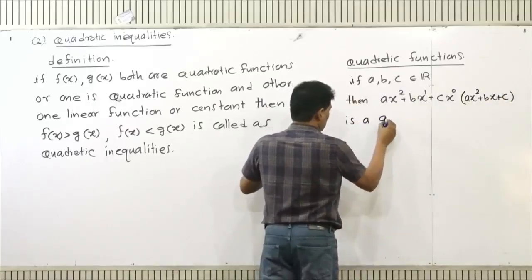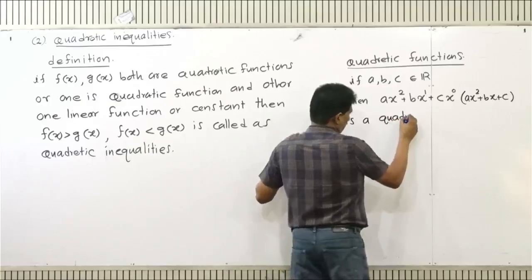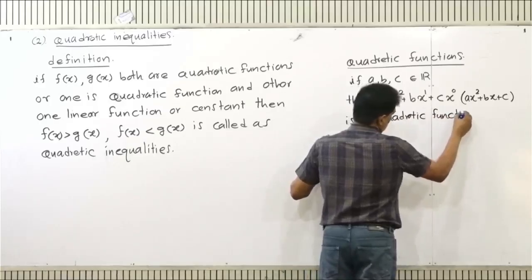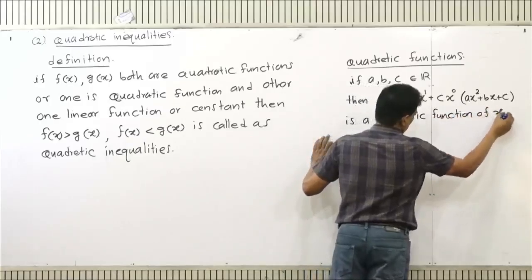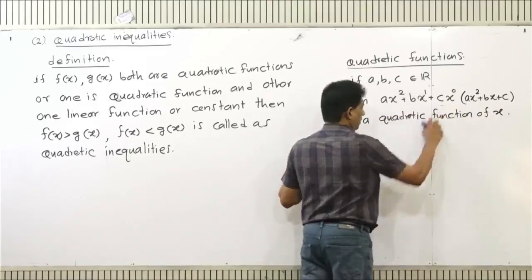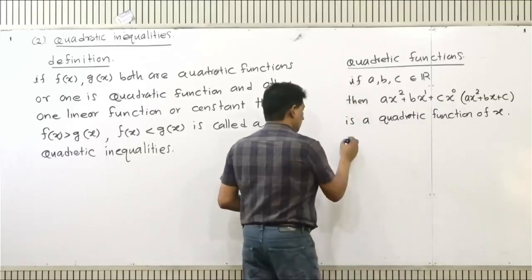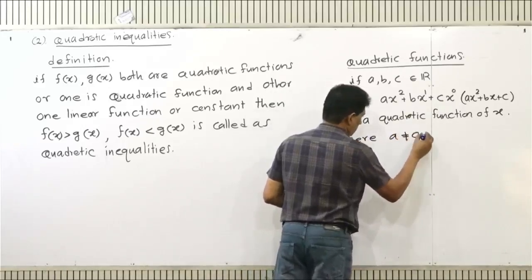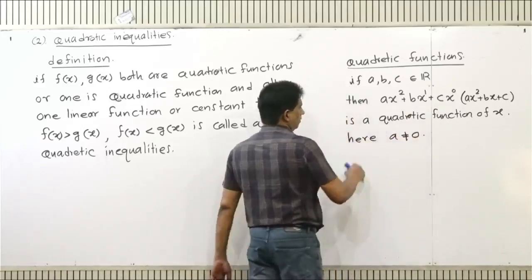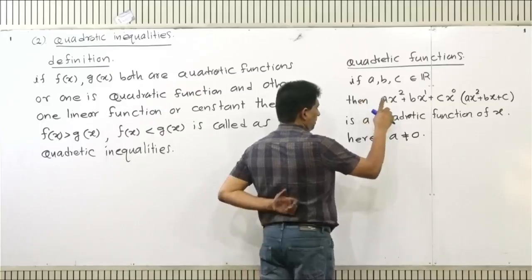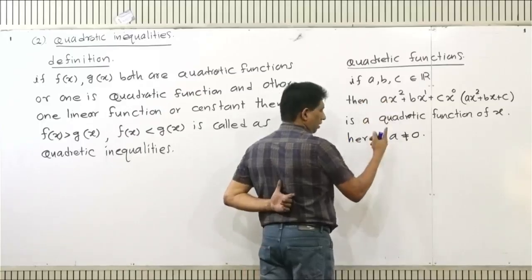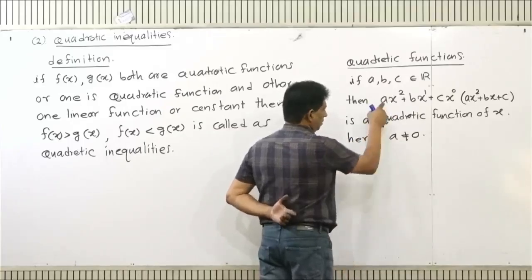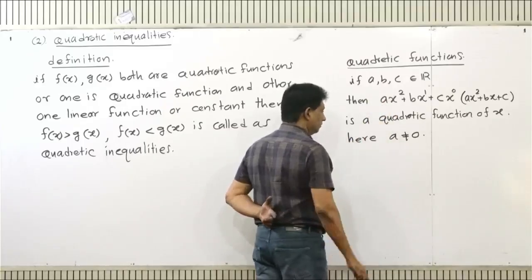A quadratic function of a variable x, where a is not equal to 0. Here a, b, c are real numbers. If they are real numbers, then 0 is a real number. But in the definition, a can't be 0, right?